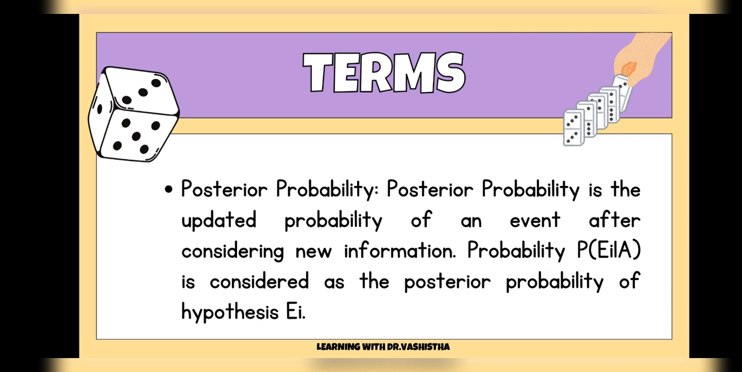Then there is the posterior probability. What is it? It is the updated probability of an event after considering the new information. So probability of any event Ei when A is given is considered the posterior probability of hypothesis Ei. Why? Because A has already happened and we have certain information about it.